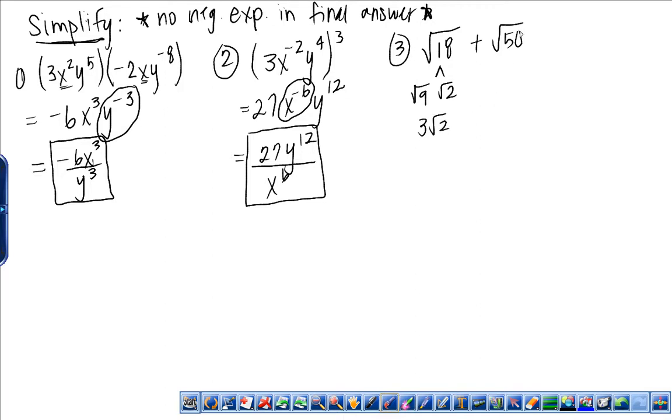I can factor the square root of 50 into the square root of 25 and the square root of 2. Anytime you can find a perfect square root, that makes it a whole lot easier. And that's going to give me 5 square roots of 2. So now that I have both of them being the square roots of 2, I can add them together to get 8 square roots of 2. And that should be my final answer.